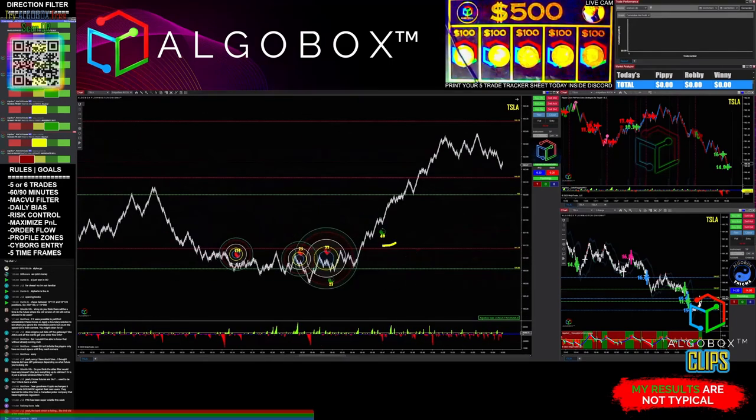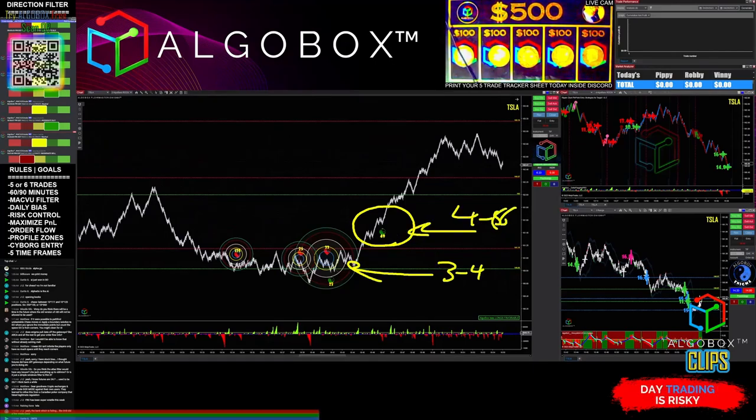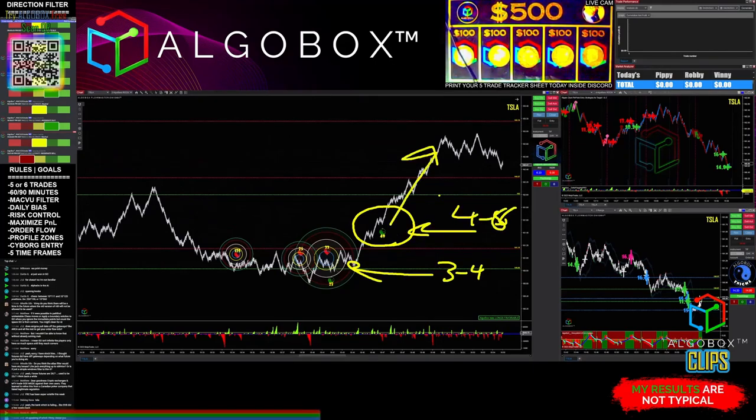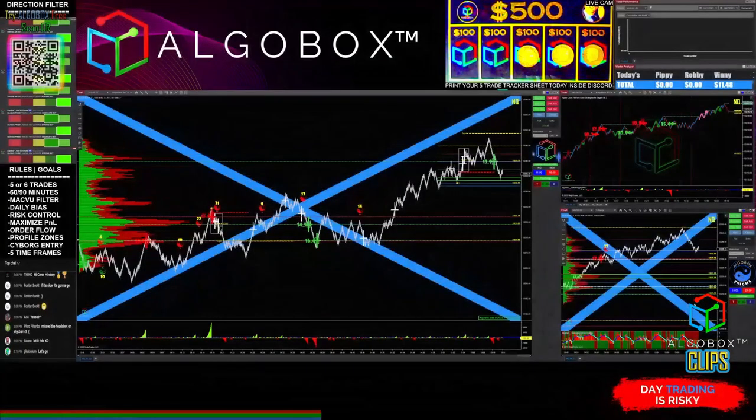Boom. Now you go to this position. If you lost on this position with a three or four contract, how big do you get on this one? 4 to 5 or 4 to 6? Boom. Hit it. 50 minutes till the close.